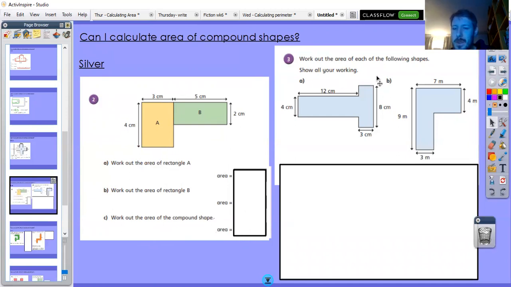With this one over here, you are working out the area of each of these shapes without it being broken up for you. So you need to think, where are the two separate shapes that you could work out separately before then adding it together to find the total area of the compound shape. So break it into an A and B, like all the questions we've looked at. Work out the area of the A shape and the B shape, and then add them together to find the total area, which will be your final answer. So pause the video and attempt these questions.